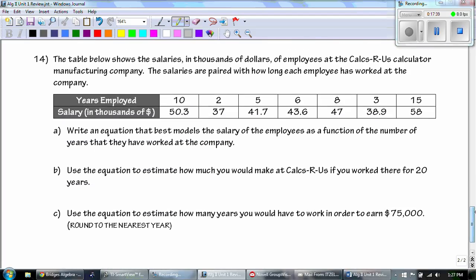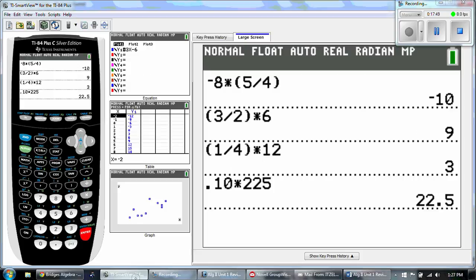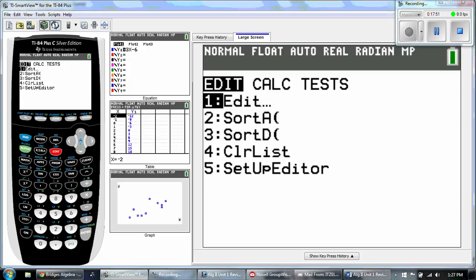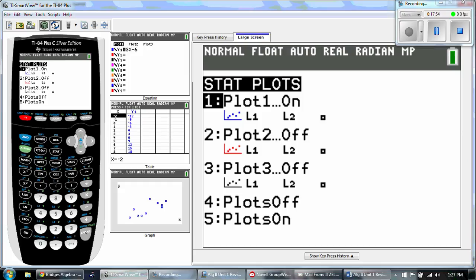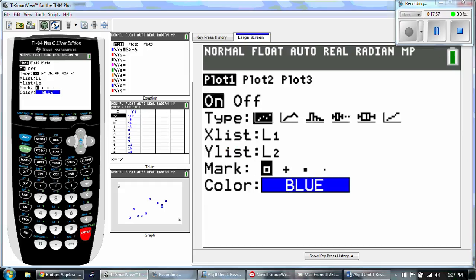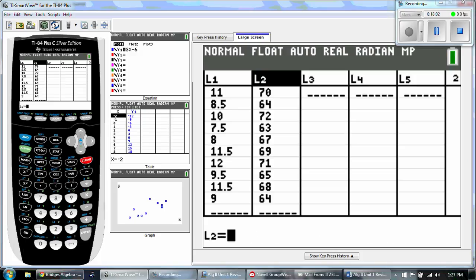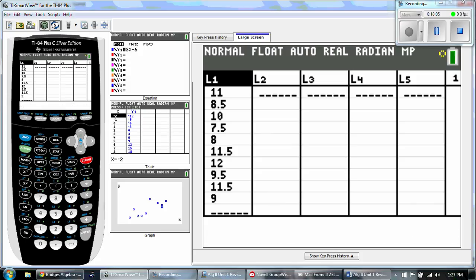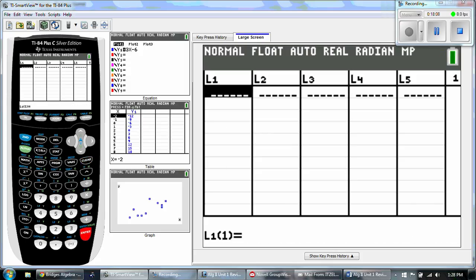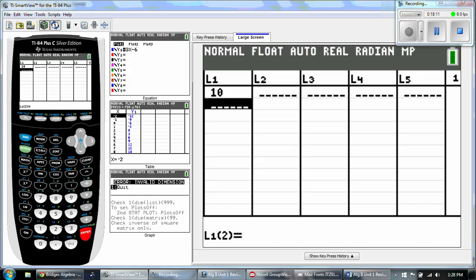Okay. So number 14 with the Calcs R Us table. What I want you guys to do is to make sure you have your graphing calculators. We need to make sure you hit second y equals, that your plot's on, okay? When you go to stat enter, make sure all of your lists are cleared out, okay? And then you're going to input all of that data. So we've got 10, 2, 5, 6, 8, 3, 15, okay?